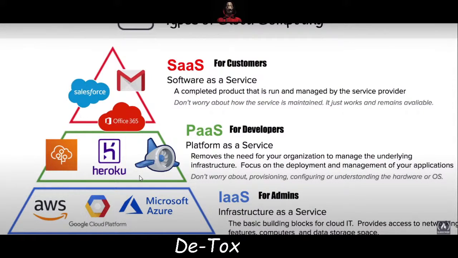That's what they are for. Okay, and there is platform as a service. So platform as a service removes the need for your organization to manage underlying infrastructure. So you'll get a platform like Ubuntu, or Unix, or Windows. So these are the platforms, okay?